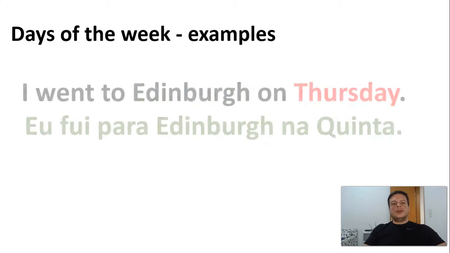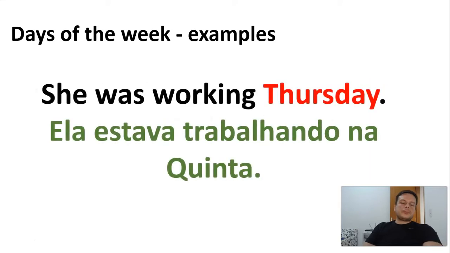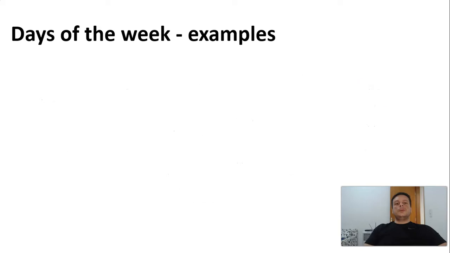Que é a quinta-feira. Vamos lá. I went to Edinburgh on Thursday. I went to, eu fui. Fui to, quer dizer, eu fui para onde? Para Edinburgh. Edinburgh é uma cidade, né? On Thursday, na quinta. Eu fui para Edinburgh on Thursday, na quinta. She was working Thursday. Mais um exemplo aqui. Ela estava trabalhando na quinta. Novamente, aqui eu também poderia colocar. She was working on Thursday, ok? Mas aqui está corretíssimo também. She was working Thursday.